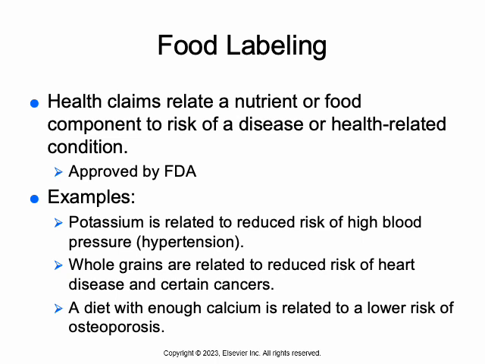Now, there are some health claims that are already out there, but have been approved by the FDA that tells us that there's a relationship between a certain nutrient or food and the reduction of risk for a health-related condition. So some examples of statements that have already been approved are potassium is related to the reduction of hypertension. Whole grains are related to the reduction of heart disease and certain cancers. A diet with enough calcium is related to lower risk of osteoporosis.